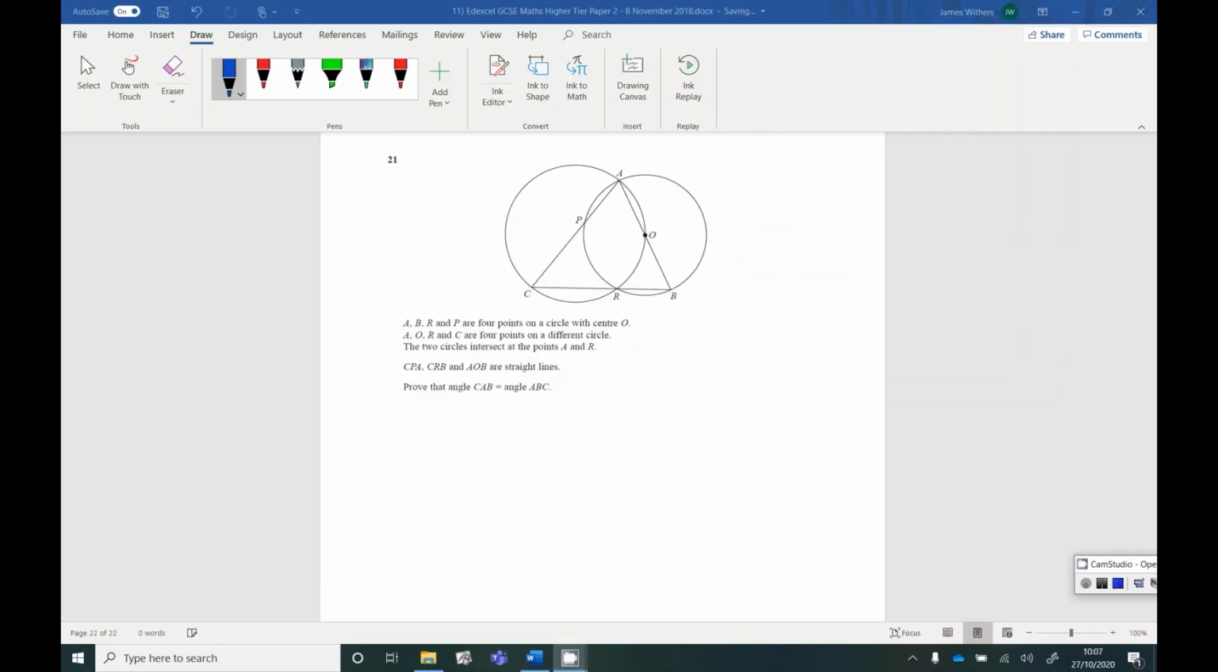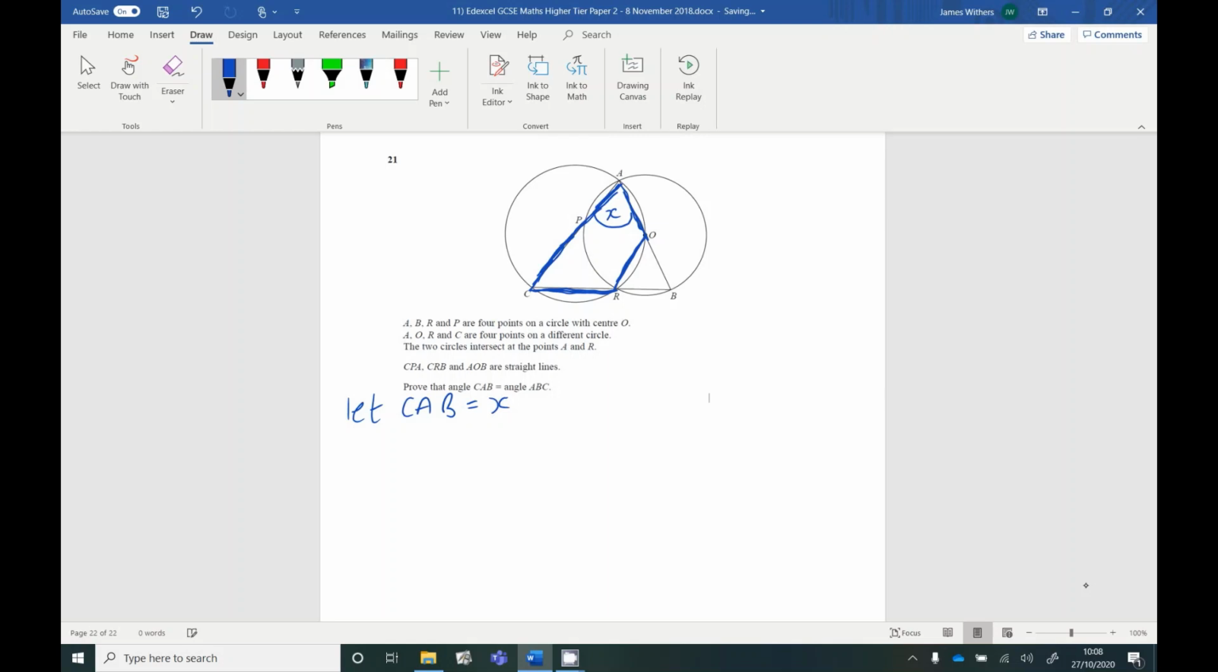Question 21. Now this is okay if you spotted that CAORD is a cyclic quad. Let's make this clear on the diagram. So C to A to O to R to D. That's a four-sided shape with all four corners sitting on the left-hand side circle, so that's a cyclic quad. So let's let angle CAB equal x.